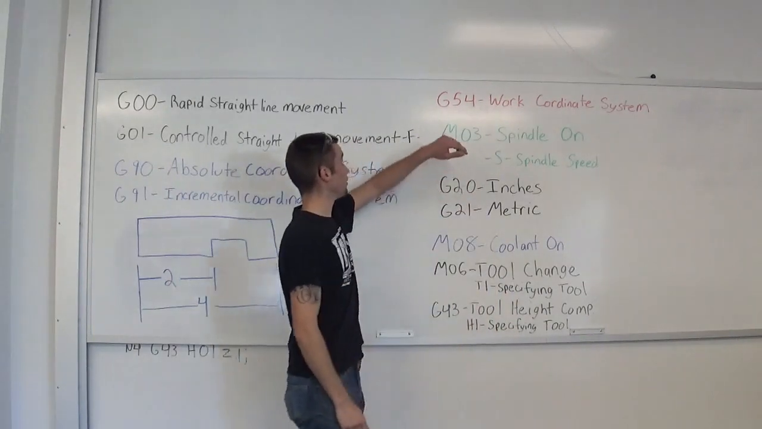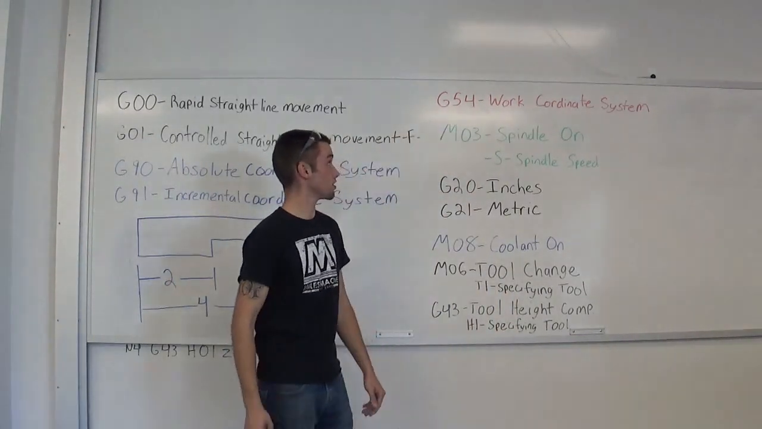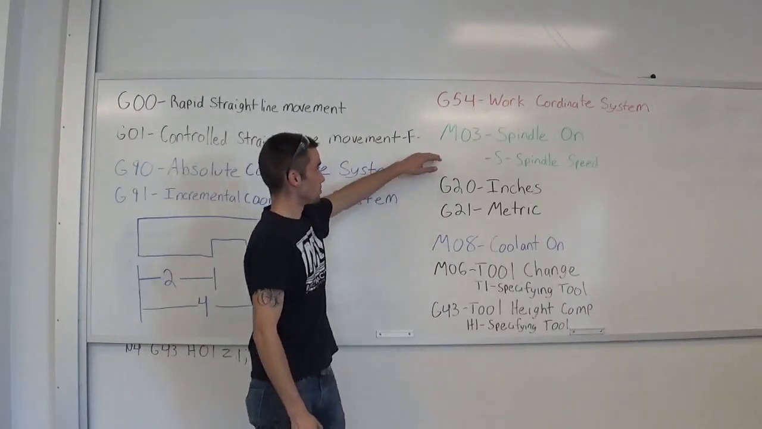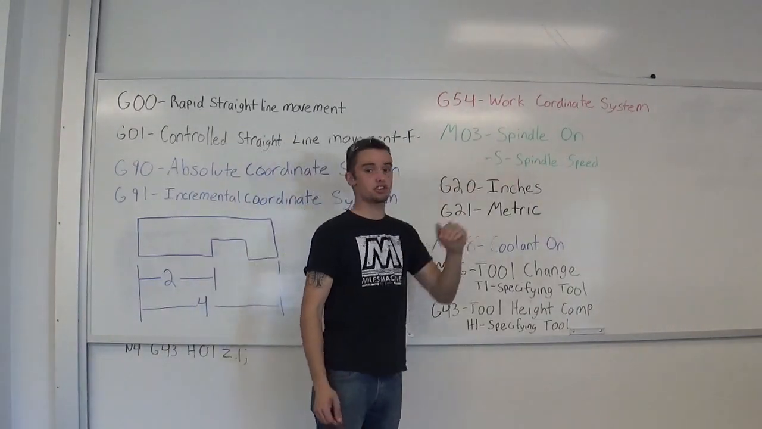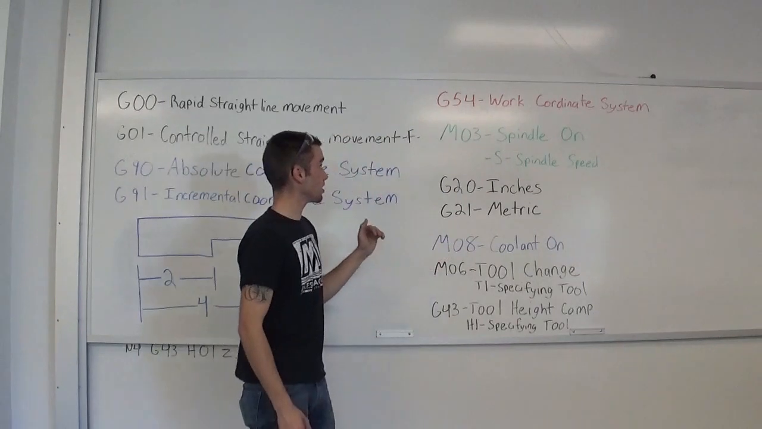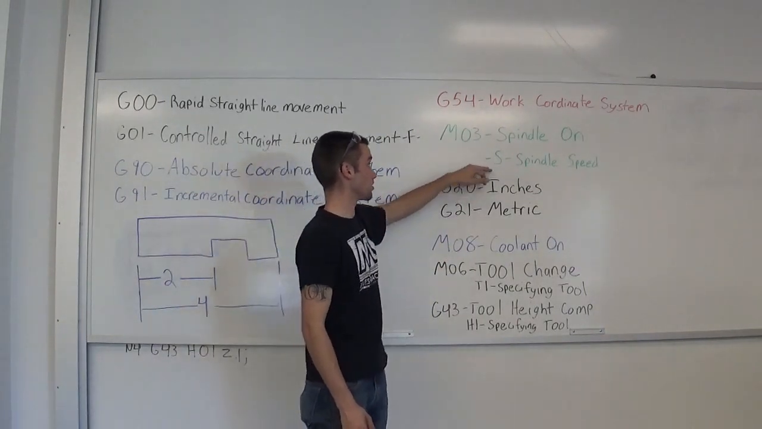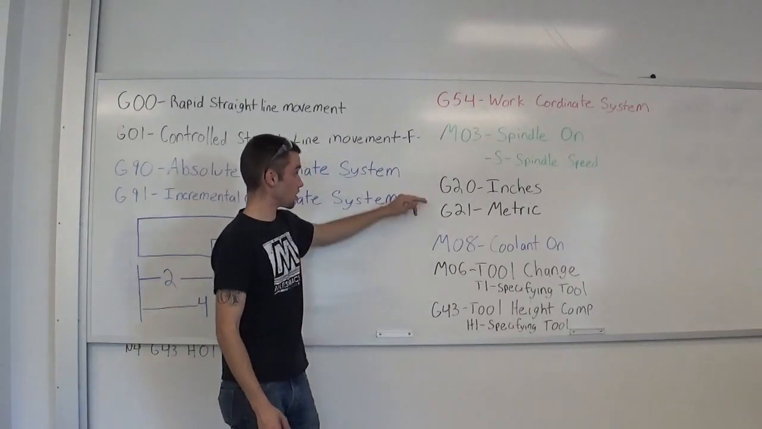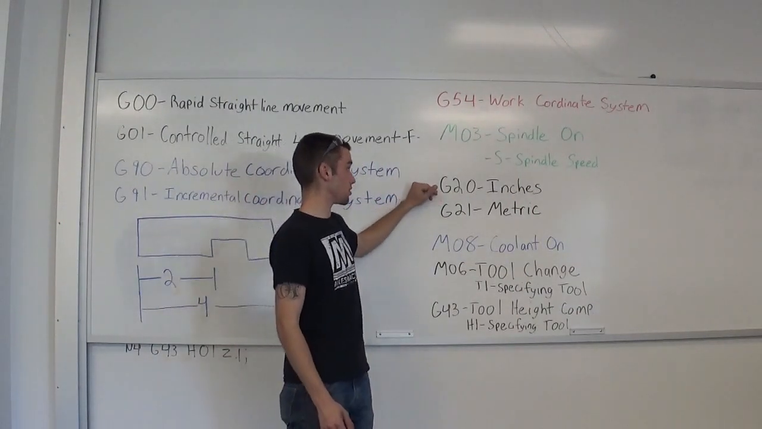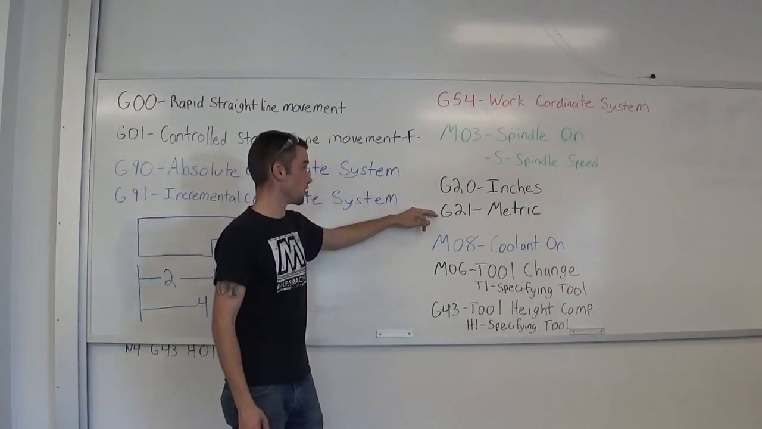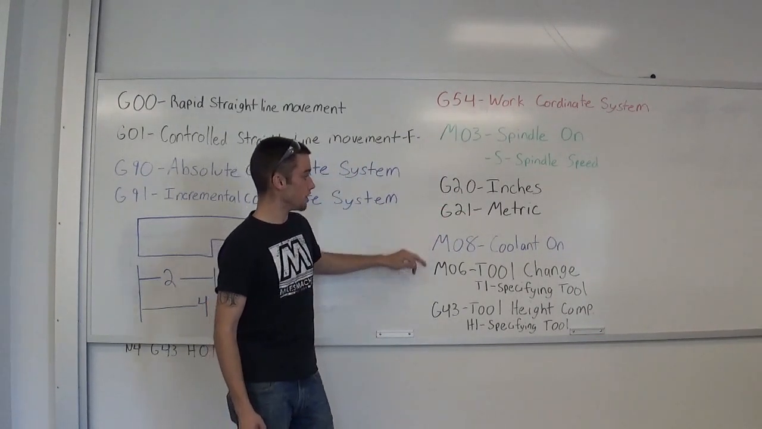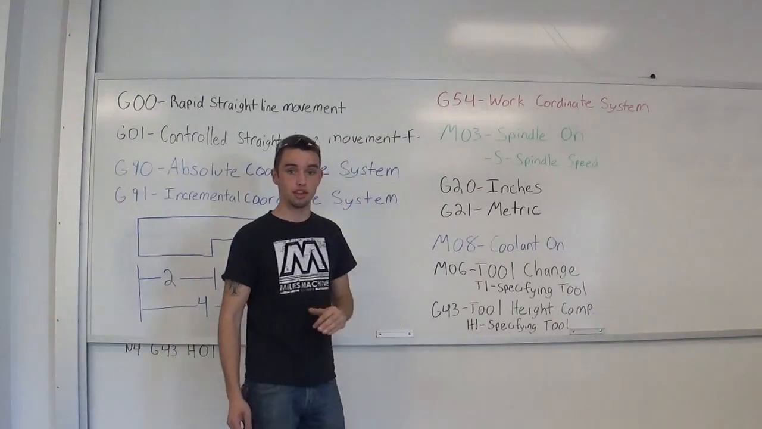Come over here now, you have your G54, which is your work coordinate system. That's you telling the machine where your zero is. You have an M03, which turns on your spindle. With every M03, you have to have an S. It's a spindle speed. You have your G20 and your G21. G20 represents inches. G21 represents metric. You have your M08, which turns on your coolant if your machine has that capability.